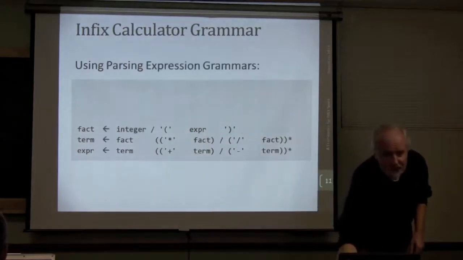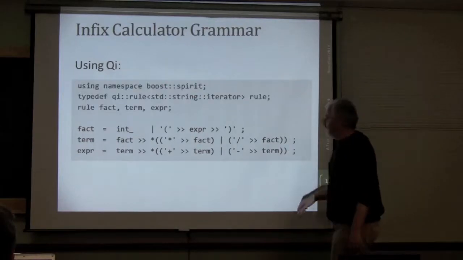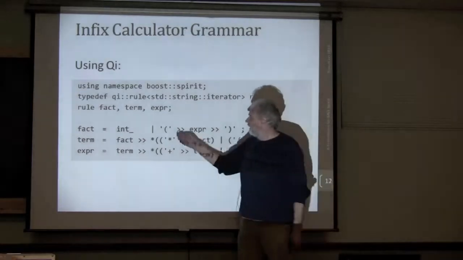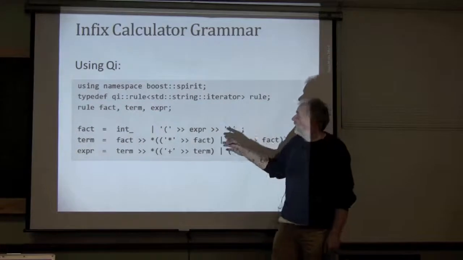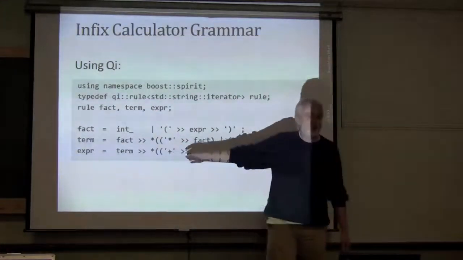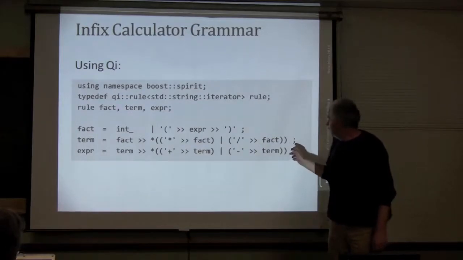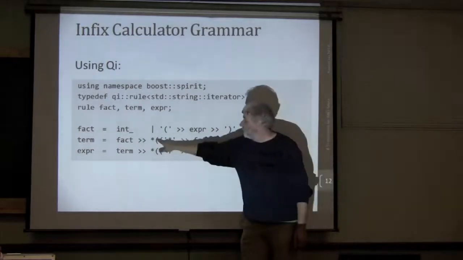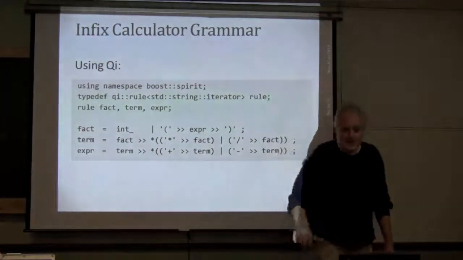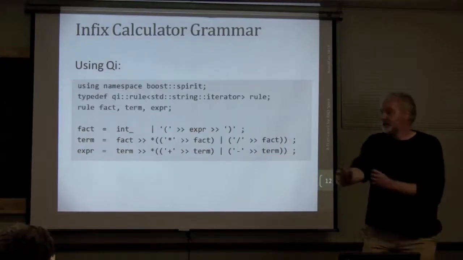Let me go back. So the PEG doesn't have that, and Spirit has that. The second change we had to make, and that's mainly because of precedence rules, is we had to change the slash for the normal OR operator. And the third main change we did is we moved the postfix star in the PEG to be a prefix star in C++. Let me go back so you see that. Okay? I think it's more or less clear.